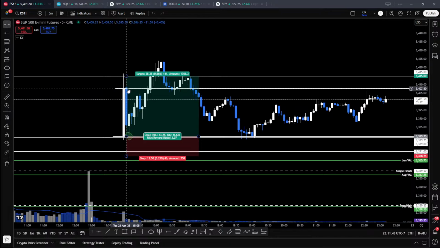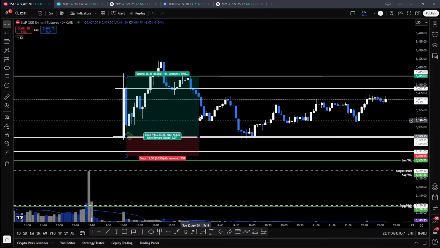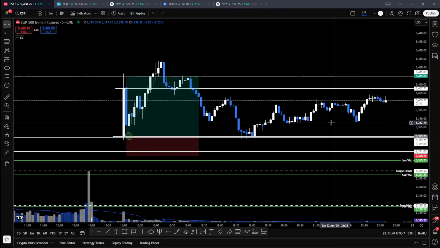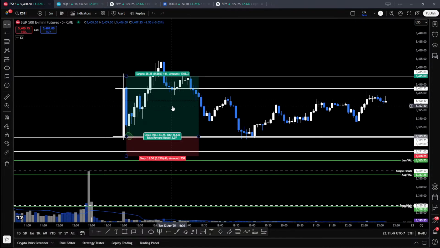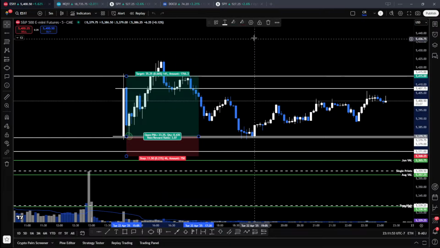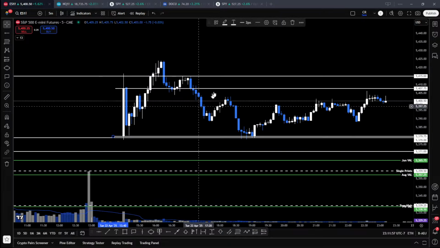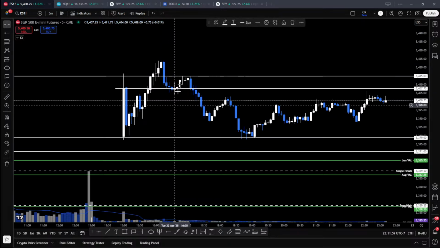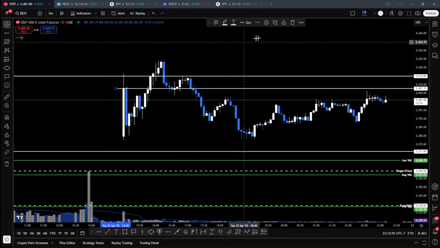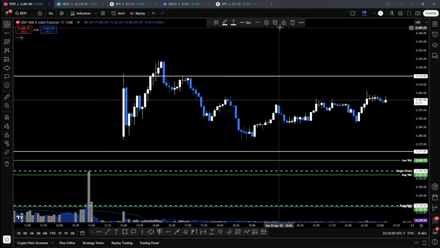Especially if we're targeting here or here. I mean, it doesn't really matter. But risking 11 points to make 35. So, I guess the message is just, I talk about this when we're trading a retest, right?